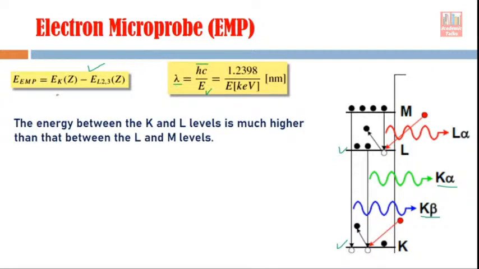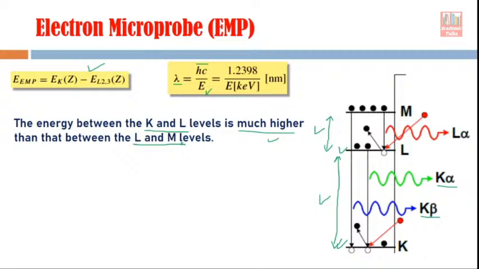Now another important thing which you should remember is that the energy difference between the K and L levels is much higher than the energy difference between the L and M levels. You can see here that the gap between M and L is small, and if we see the energy gap between L and K, it is much larger than the ML energy gap. So if this transition occurs, we will get less energy, and if this transition occurs, we will get higher energy. So the energy between K and L level is much higher than between L and M level.